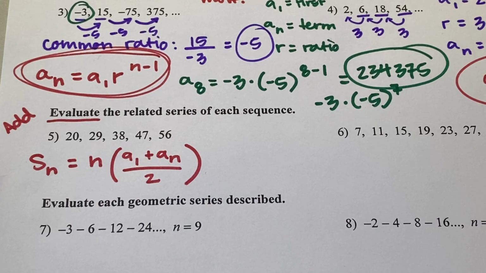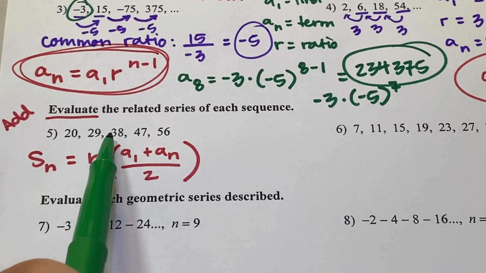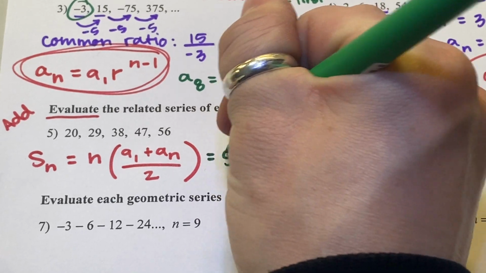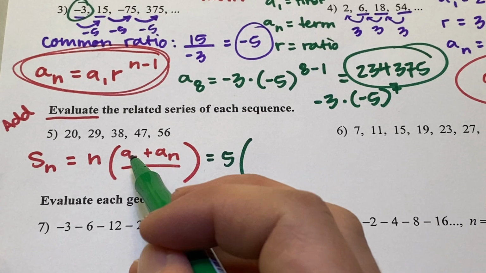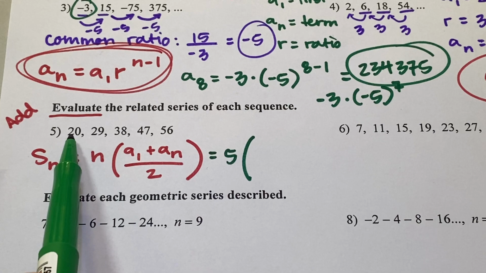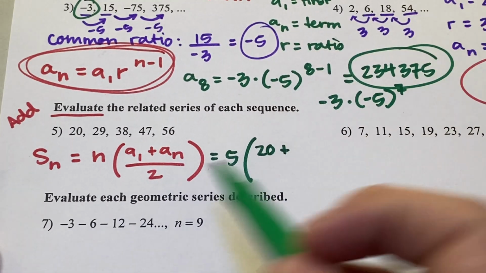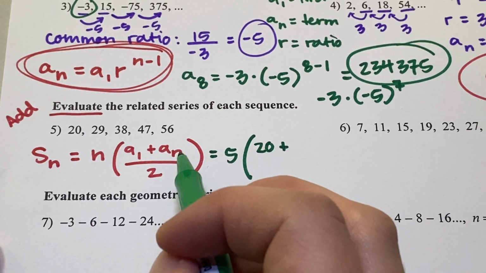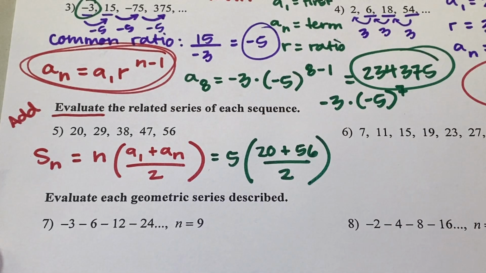Let's just plug in what we know. n just means the number of terms. How many terms are in this sequence? 5. Great job. So we're going to plug in our 5 for that n in front. This a sub 1 always just means my first term. What is my first term in this sequence? 20. Plus my last term, the 5th term, 56. Good job. And divided by 2.